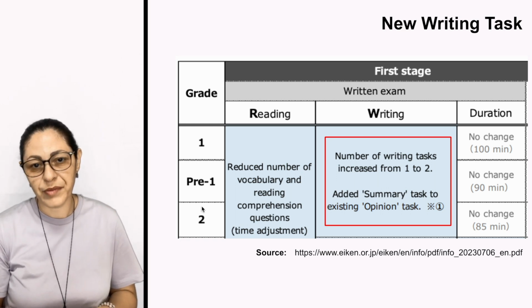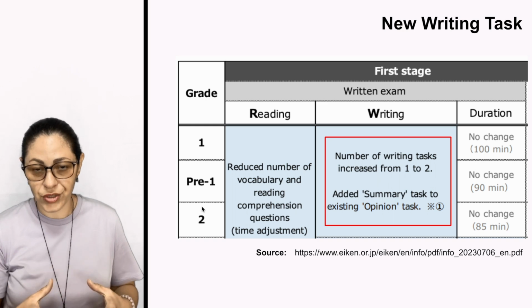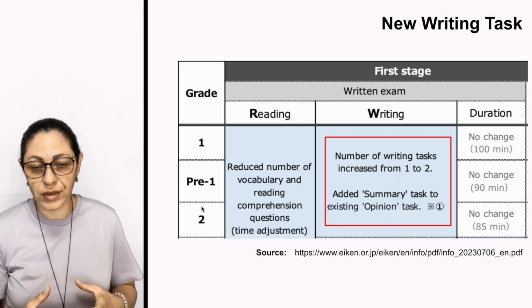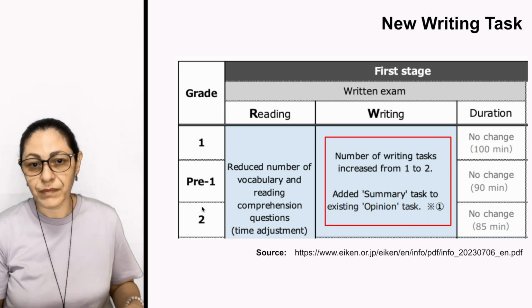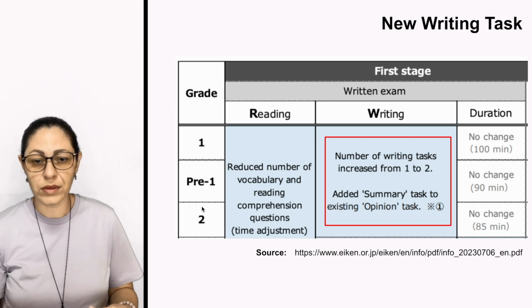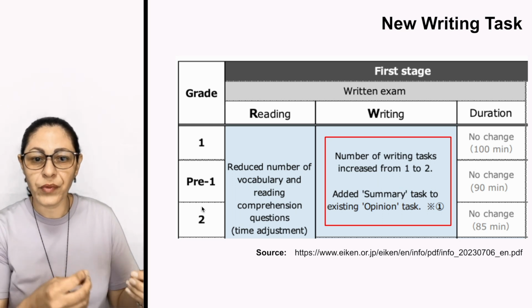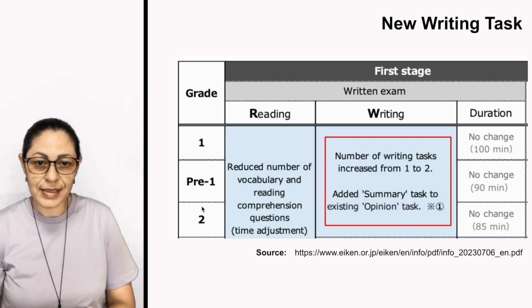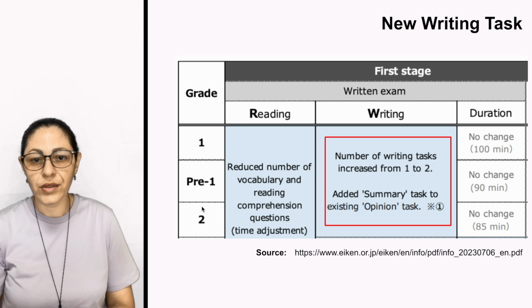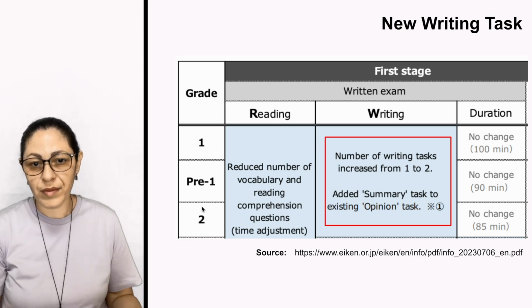What is a summary? A summary is when you read a passage and you have to retell what you read in a shorter version. You have to reduce the number of words, but it's very important that you keep the main idea. What is the passage about? And the supporting details, details that give extra information about the main idea. So it is crucial that you identify the main idea and supporting details, and keep them in your summary.